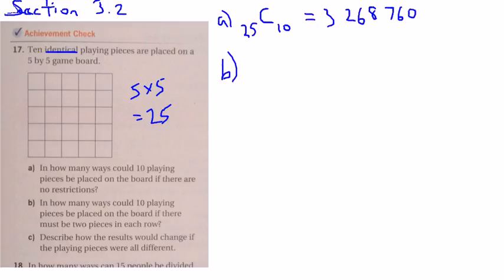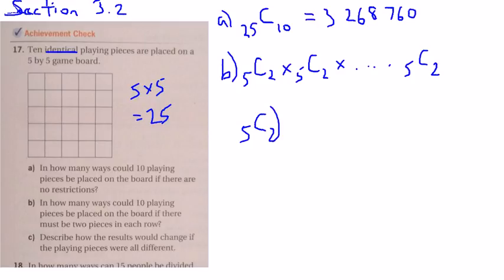Now, part B says, in how many ways could 10 playing pieces be placed on the board if there must be 2 pieces in each row? Well, that kind of turns us into 5 separate scenarios, 5 separate events, each of which are independent of one another. So we have 5 spots in the first row from which we must choose 2. And we have 5 spots in the second row from which we must choose 2, etc. So we could basically say 5 choose 2 times 5 choose 2, etc. Or you could say 5 choose 2 times itself 5 times.